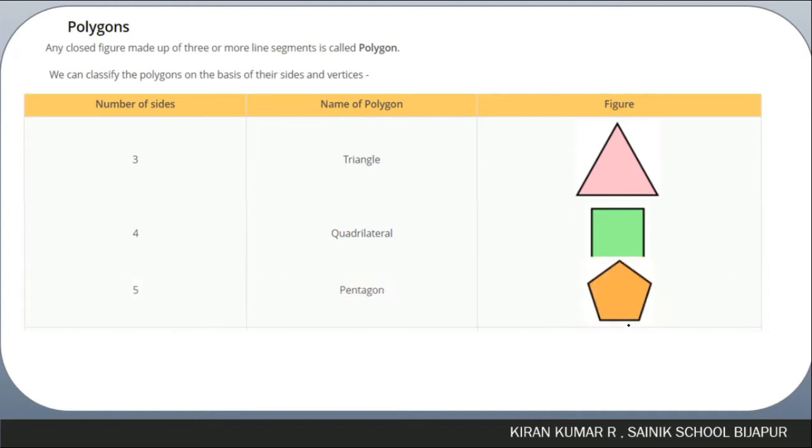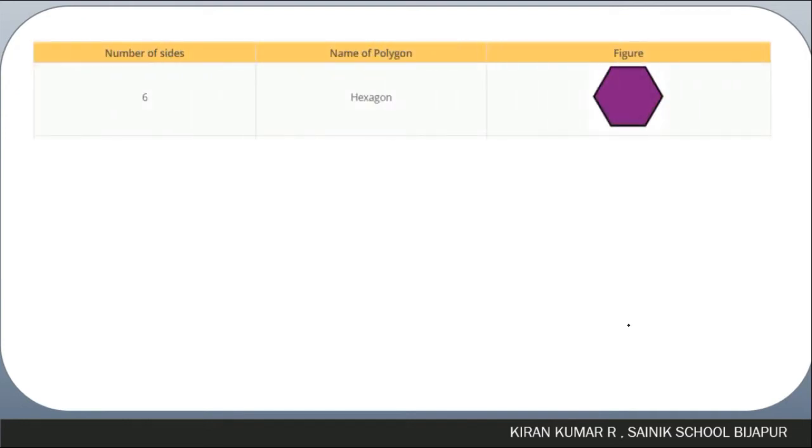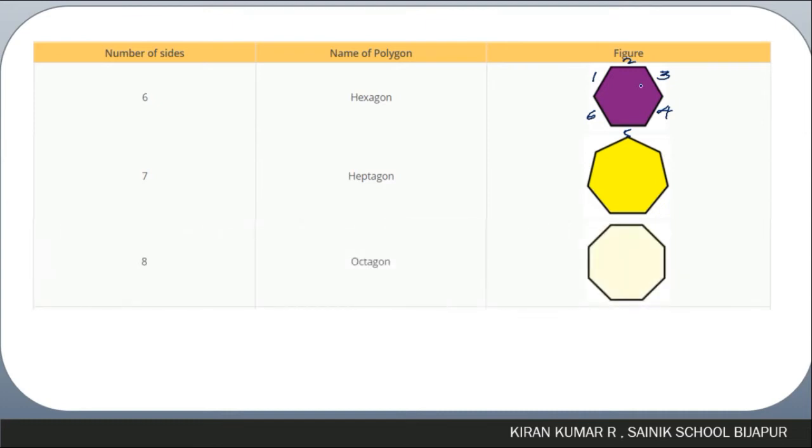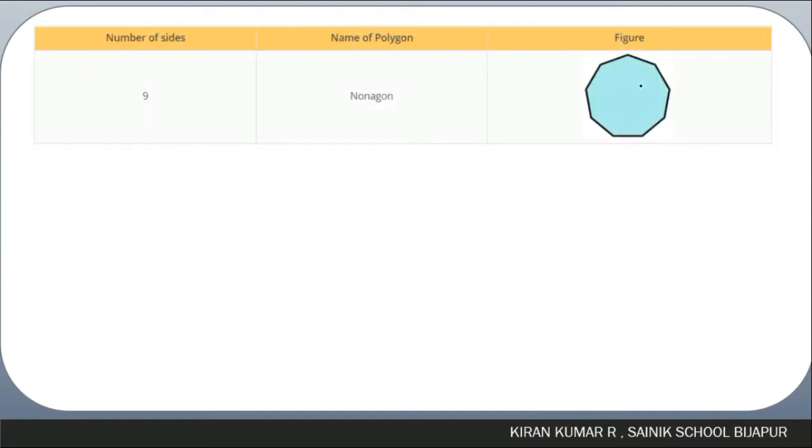If the number of sides is 5, we get a pentagon. If the number of sides is 6, we get a hexagon. You can count the number of sides here. 1, 2, 3, 4, 5, 6. If 6 sides are there, it is a hexagon. If 7 sides are there, it is a heptagon. If 8 sides are there, it is called an octagon. If 9 sides are there, it is called a nonagon. If 10 sides are there, it is called a decagon. If in general n sides are there, it is called an n-gon.